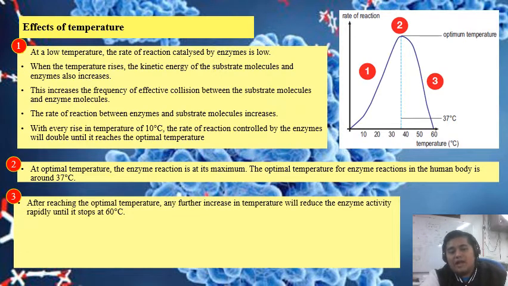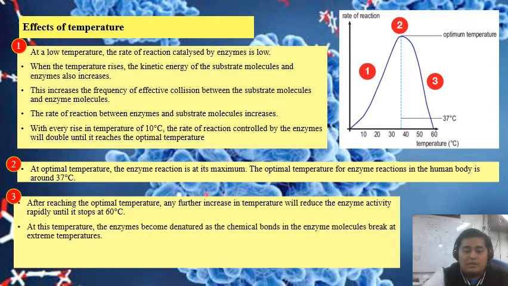So after reaching the optimal temperature, let's say dah sampai dah optimal temperature dia 37, kita keep on panaskan lagi, kita tinggikan lagi suhu dia. So apa akan jadi? Any further increase of temperature will reduce the enzyme activity rapidly until it stop at 60 degree Celsius. So walaupun kita ingatkan bila kita tinggikan lagi suhu dia, tindak balas dia lagi naik lah kan? Salah. Sampai dekat atas, sampai optimum temperature, dia akan mula turun balik.